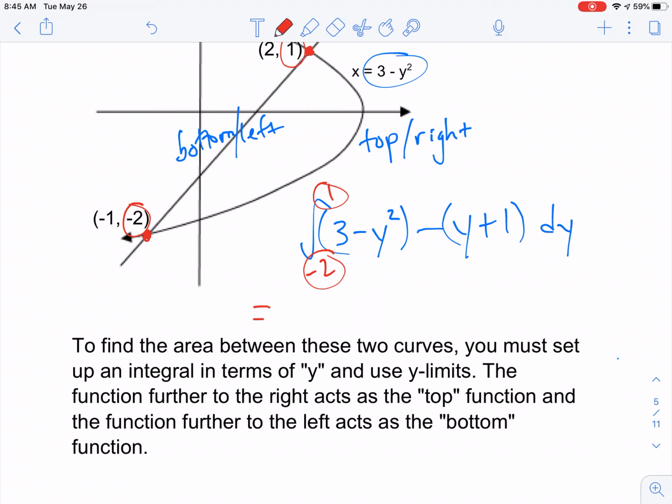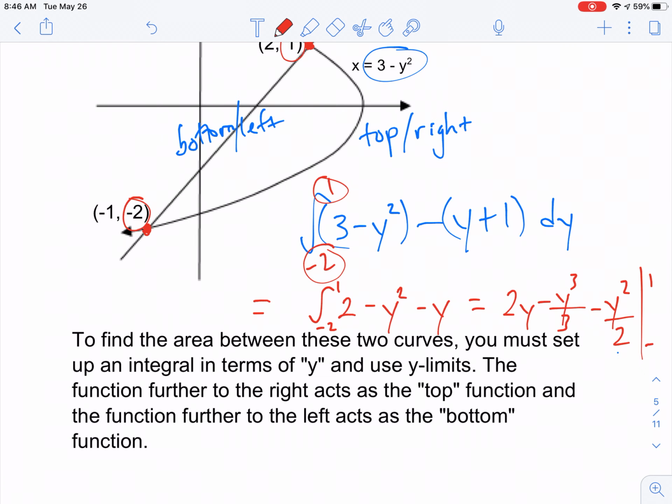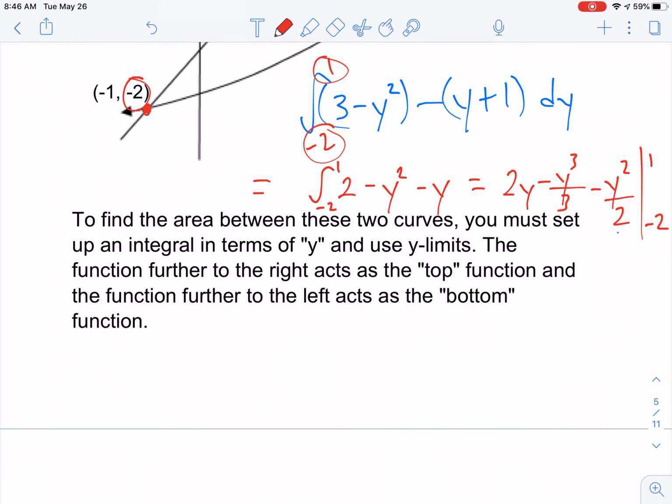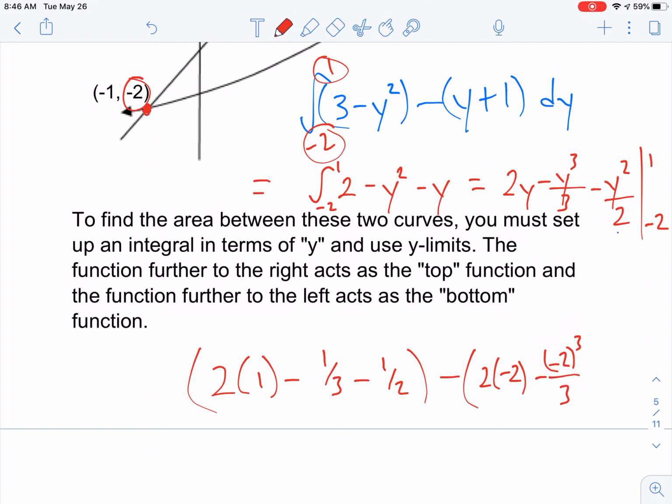so now we got to do our integral. We could combine some like terms first. 3 minus 1 is just 2 minus y squared minus y from -2 to 1. So that's going to be 2y minus y cubed over 3 minus y squared over 2 when you do the integral from -2 to 1. Ran out of room here, but it's going to be 2 times 1 minus 1/3 minus 1/2, when you plug in the top number, the 1, minus 2 times -2 minus -2 cubed over 3 minus -2 squared over 2.